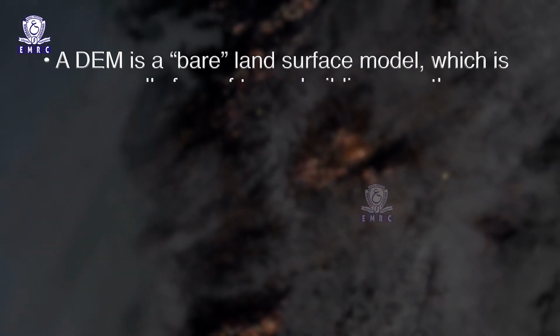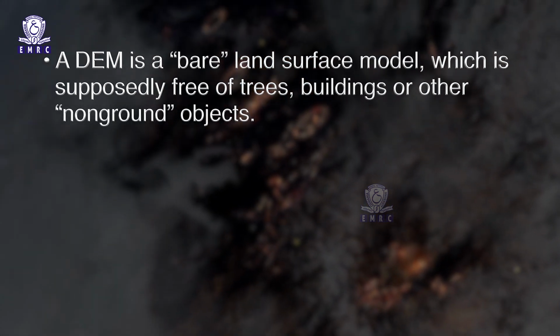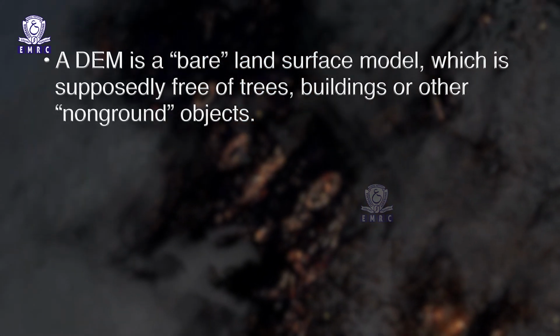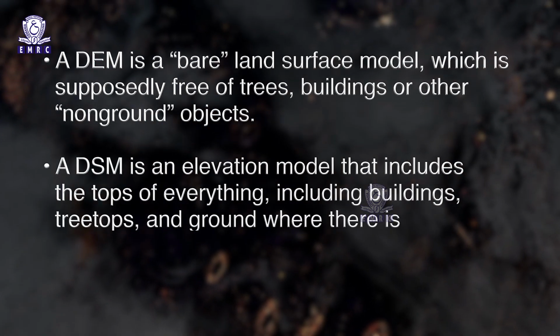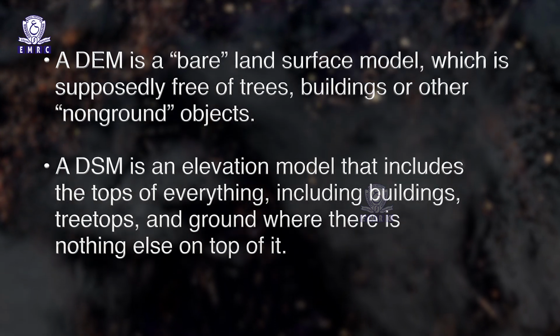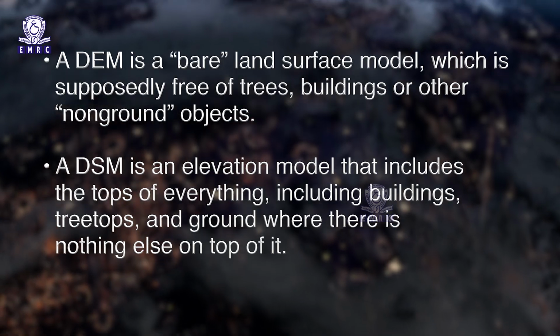The distinction among the three terms is not clear and universally agreed, but some common tenets may apply. A DEM is a bare land surface model which is supposedly free of trees, buildings or other non-ground objects. A DSM is an elevation model that includes the tops of everything, including buildings, treetops and ground where there is nothing else on top of it.